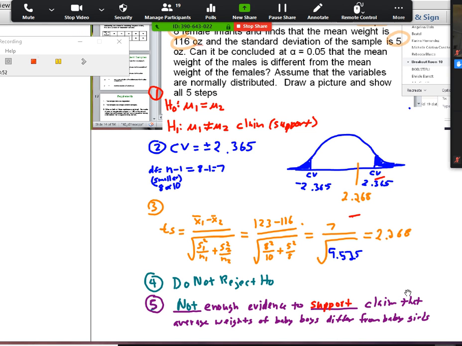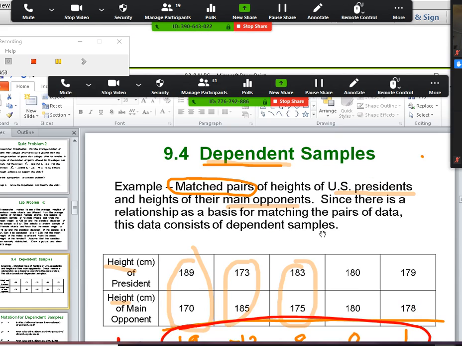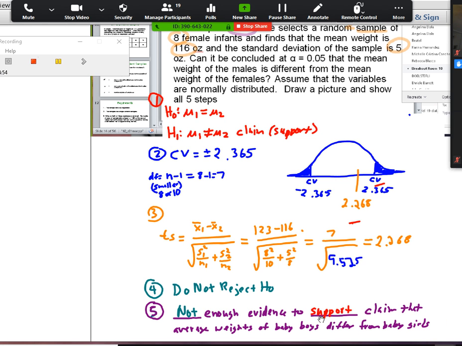Does that make sense? Whenever your claim is H0, say he wants to see if the average weights are the same as female, do you see what I'm saying? If I had said "same" here instead of "different," then H0 would have been my claim, and I would have used the word reject. Because then I would say there's not enough evidence to reject the claim that the average weights of boys are the same as baby girls, and we'd be using that instead. Is that clearer?